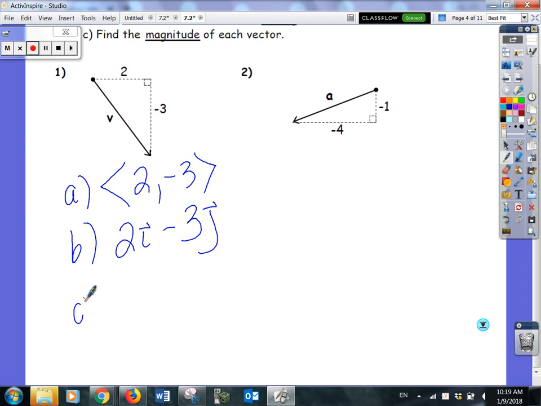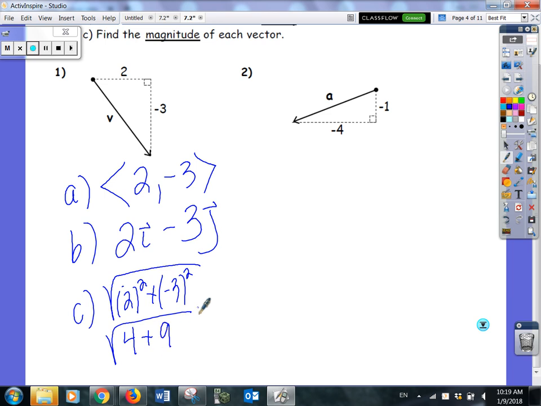And then the magnitude is the square root of a squared plus b squared. I do not have to see work for that. If you can do the square root of a squared plus b squared in your head and write down the answer, that is fine with me. I do not have to see this work. But if you need to show the work, 2 squared is 4, negative 3 squared is 9, so we get our answer to be the square root of 13. So that's component form, in terms of i and j, and finding the magnitude.